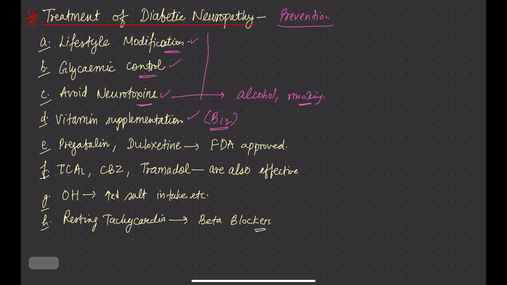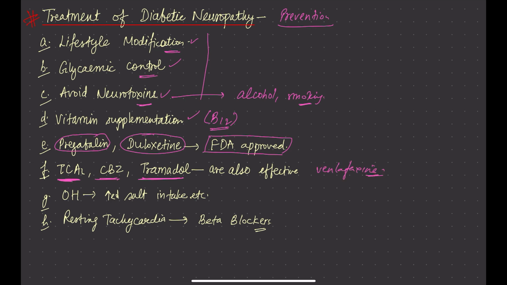As far as drugs are considered for the treatment of neuropathic pain in diabetes, there are two FDA approved drugs. One is pregabalin, the second is duloxetine. Other drugs which are effective in neuropathic pain are TCAs, carbamazepine, tramadol, and venlafaxine also.